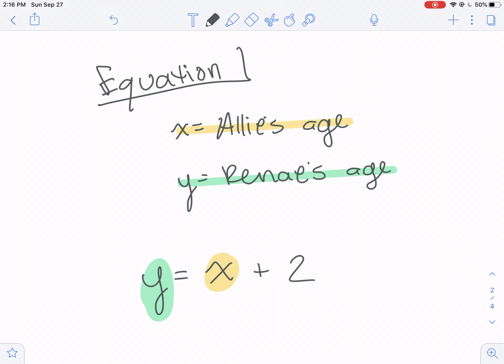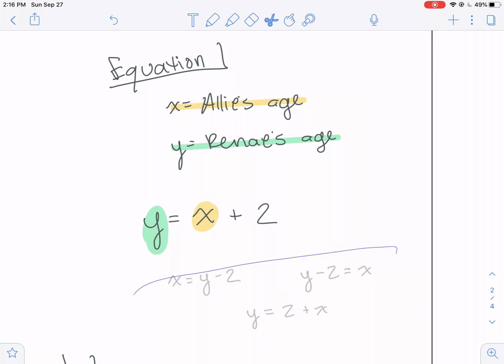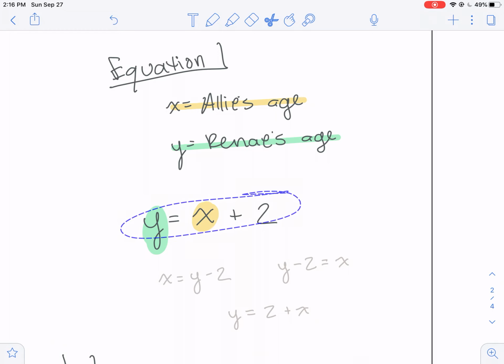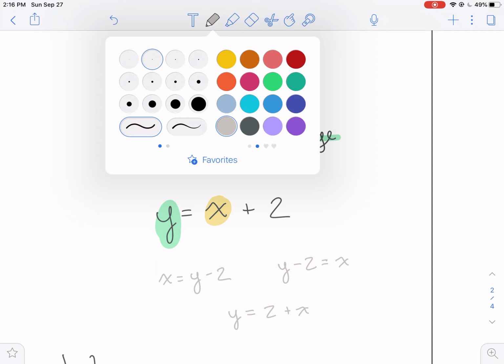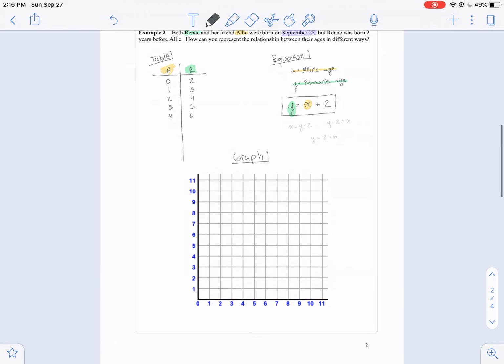Absolutely not. You could have said, Allie's age is Renee's age minus 2. That also works. Or you could say Renee minus 2 years is Allie. That's totally fine as well. You could say that Renee is 2 plus whatever Allie is. You notice these are all what we call equivalent equations. They all mean the same thing. But there you go. Oh, we need to put our final answer in a box, guys. Ta-da! We did it.